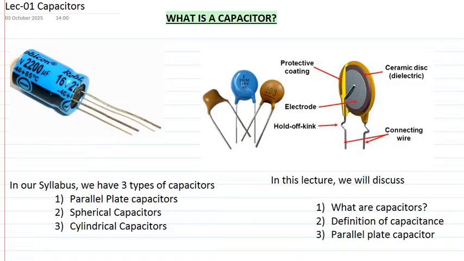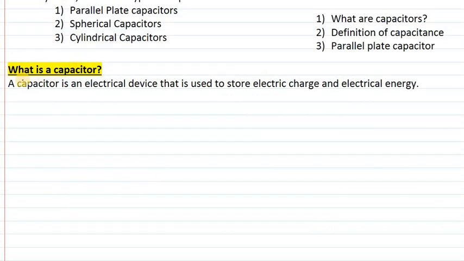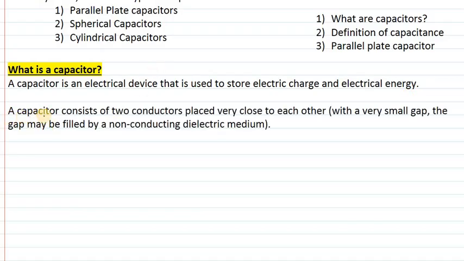So let us start. What is a capacitor? A capacitor is an electrical device that is used to store electric charge and electrical energy. This is the basic definition of a capacitor. A capacitor consists of two conductors placed very close to each other with a very small gap. The gap may be filled by a non-conducting dielectric medium, like this.